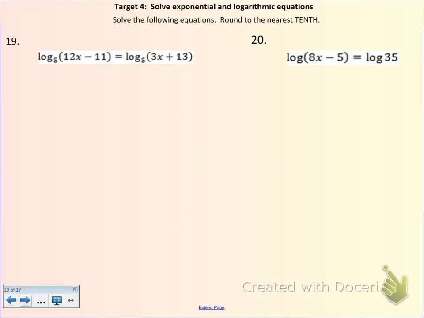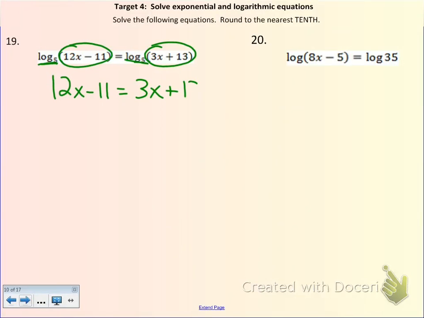Okay, solve the following equations, round to the nearest tenth again. Here, on number 19, we have log base 5 of the quantity 12x minus 11 equals log base 5 of the quantity 3x plus 13. Because they have the same log and same base, that means these parentheses have to be equal to one another. So we have 12x minus 11 equals 3x plus 13, and we're going to solve that equation.